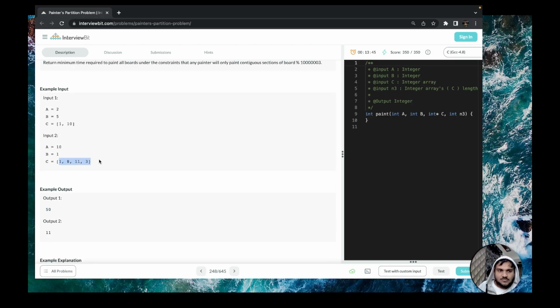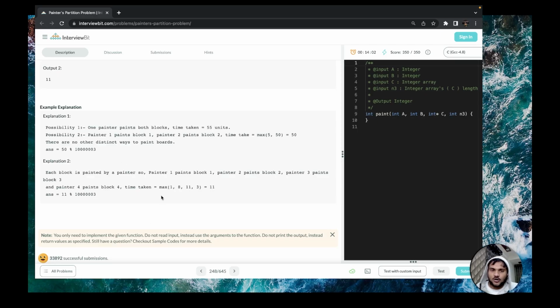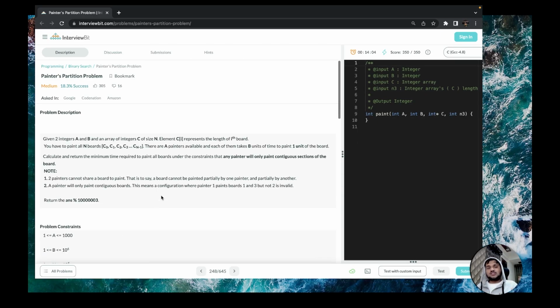Whereas if, let's say, you have these many boards, you have 10 painters, and every painter can paint in 1 unit of time. Then in that case, what you can do, you can deploy 4 painters. Every painter will paint individually. And the longest time taken by any painter is going to be 11 units. So in 11 units of time, all the boards will be painted. That's what you can even see here, right? So this is the problem statement in front of us. I hope the basic problem statement and the crux of the problem statement is clear to everyone.